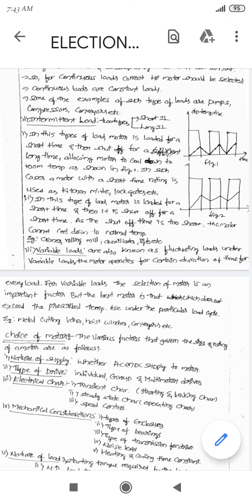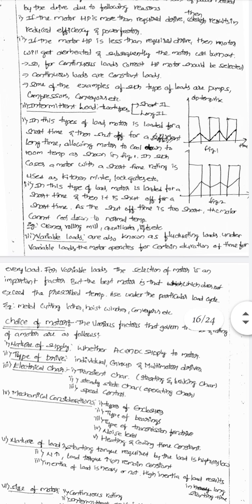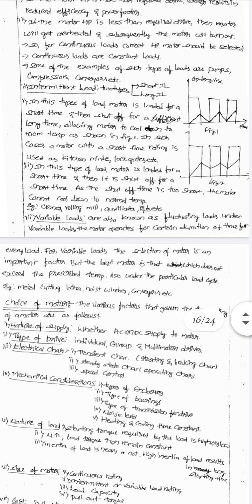See that picture, that is the time versus temperature rise. During that short time only, you can see that waveform observed. Within a short time only the load is to be added, and automatically the system is shut down. This is considered as short time rating used in machines. This type of machines we can observe in kitchen mixers and lock gates.